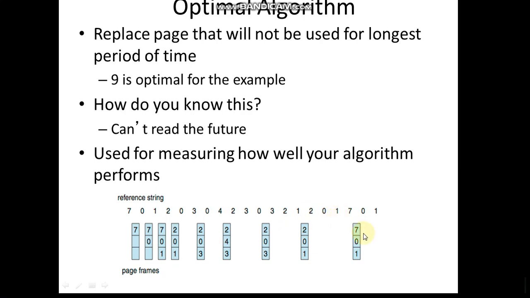So as you can observe, we have taken the same reference string and the same number of page frames. You can observe the number of page faults has been reduced. It was initially 15, now it is reduced to 9. So this is one of the algorithms that is optimal in nature.